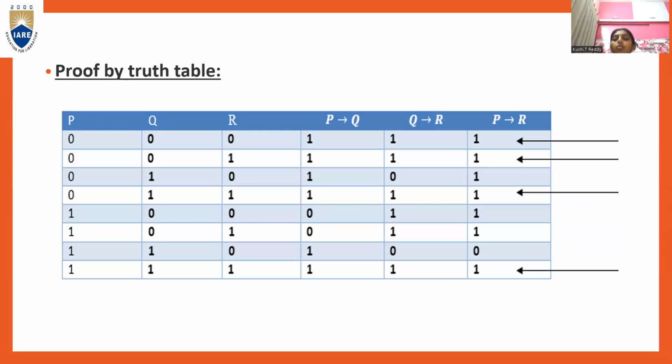And you will get the outputs for these 8 combinations. So if P, Q, R are 0, then P implies Q is 1, Q implies R is 1, and P implies R is also 1. In the same way, you will be doing it for each and every combination.